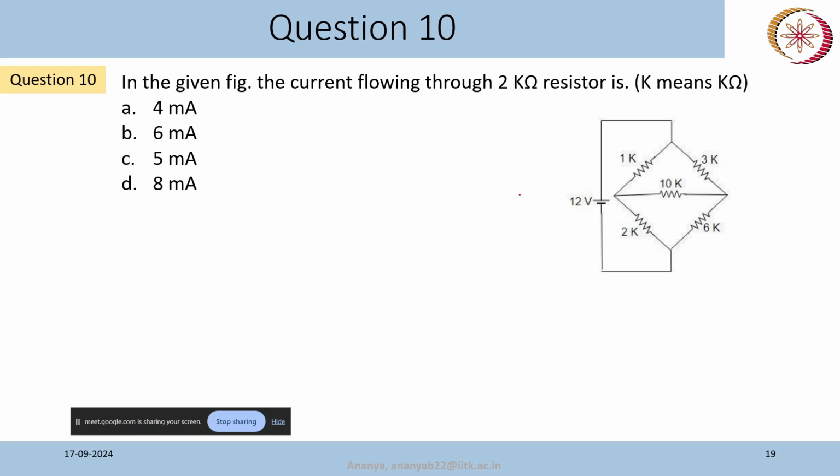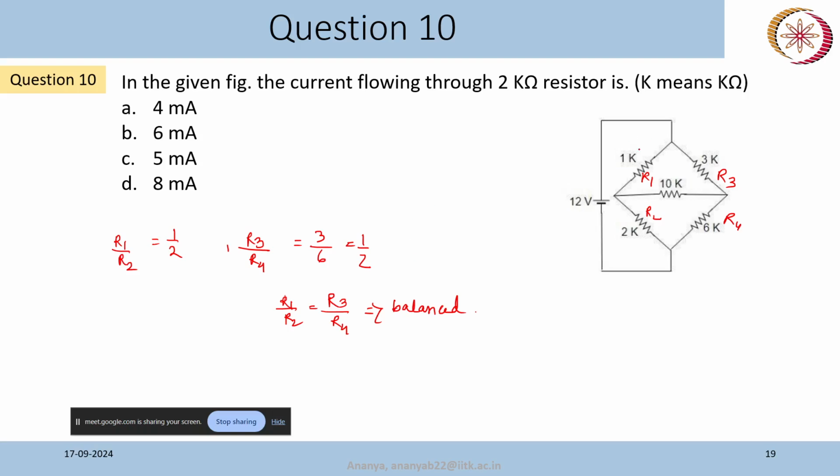So if this is R1, this is R2, this is R3, this is R4, right? R1 by R2 is equal to 1 by 2, and R3 by R4 is also equal to 3 by 6, that is 1 by 2. So R1 by R2 is equal to R3 by R4. So this is a balanced bridge.